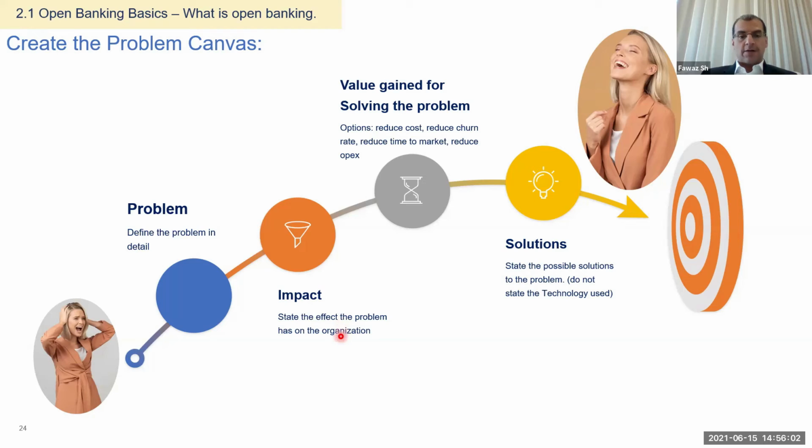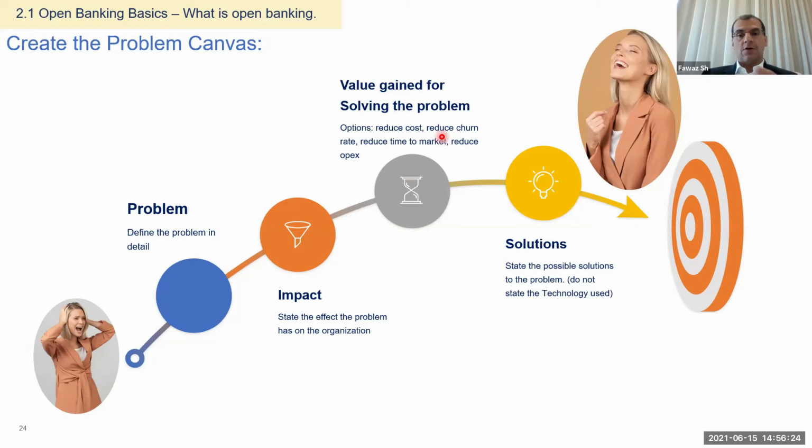What is the impact the problem has on the organization? Are you losing market share? Are you losing customers? Are you suffering from high cost of a specific product or a service? What is the impact, and quantify it, right? Then you go to the next one. What is the value gained from solving the problem? So what will I gain if I solve this problem, right?